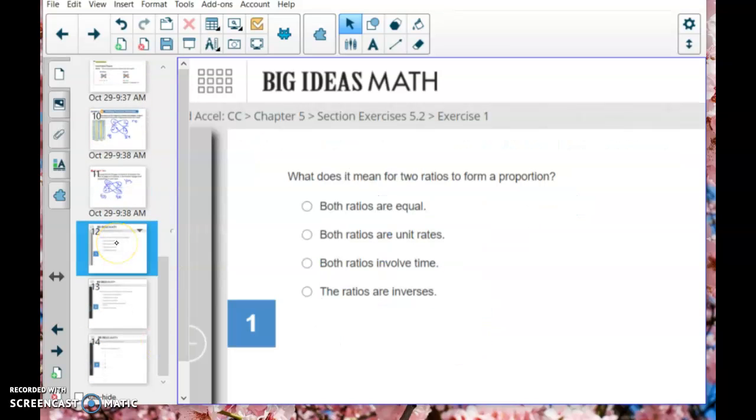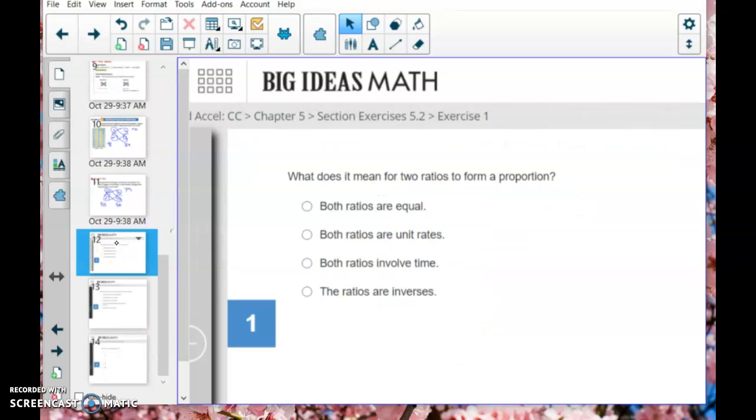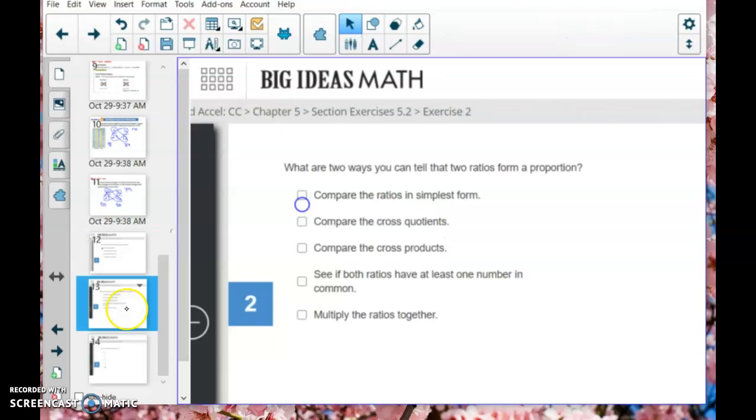Alright, next up, you should open up your bigideasmath.com, log in with Clever, and then click on Assignments, and then click on the pencil for this homework assignment, which is 5.2 lesson. So the first question says, what does it mean for 2 ratios to form a proportion? That means that both ratios are equal, so you would select the first one.